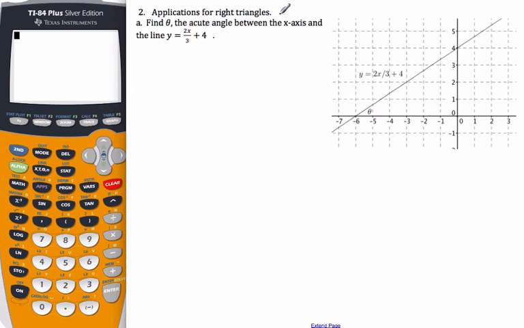And now we're going to do applications of right triangles. I want to find theta, the acute angle between the x-axis and this line. It doesn't look like there's a right triangle there, Mr. Song. What's this talking about if we're doing applications? Where's my right triangle? I see one between the x and y intercept and the line. Ah, okay, the x and y intercept. Here's a big giant triangle, yep.